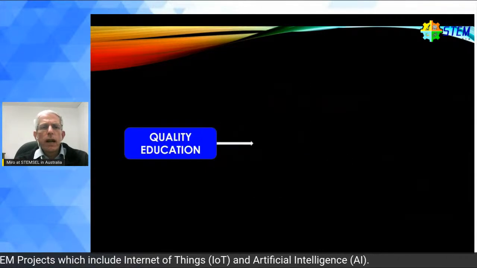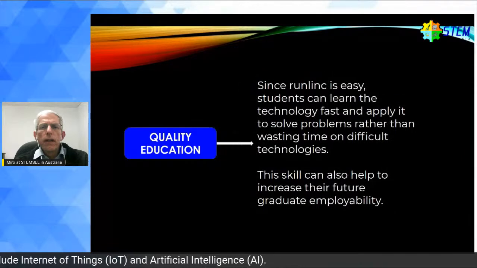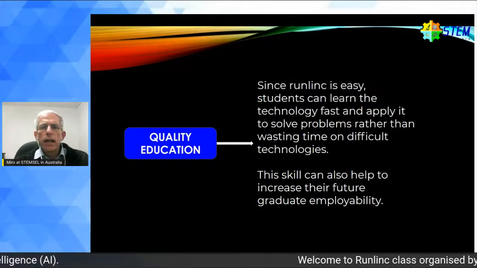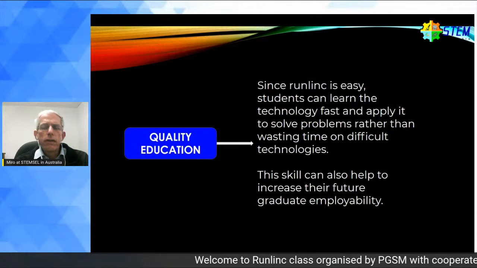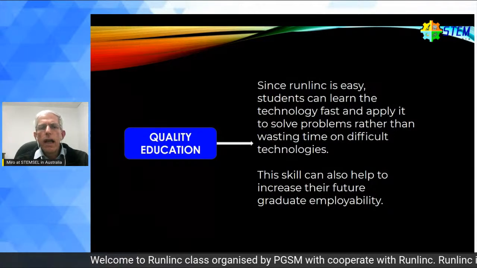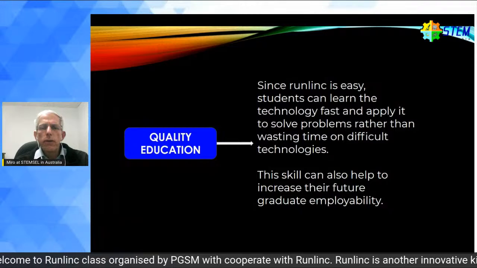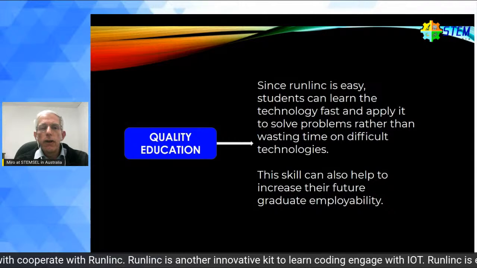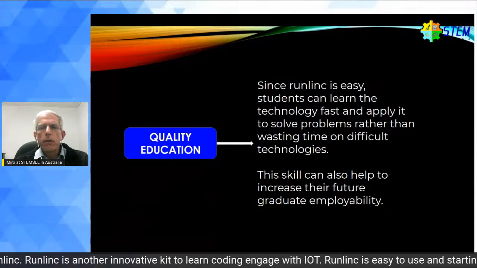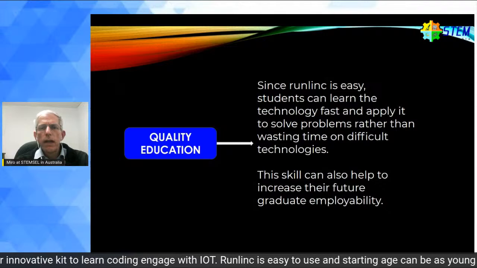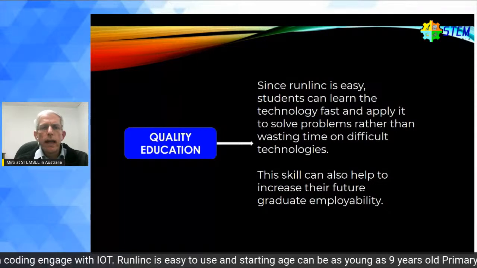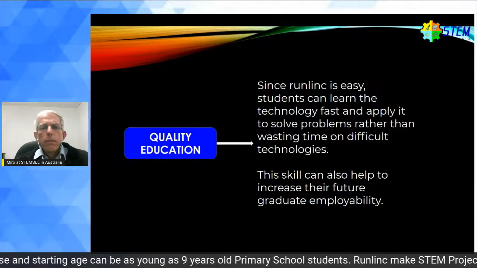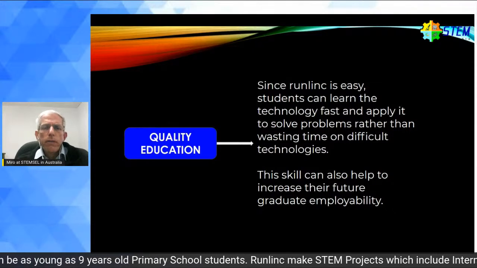So the objective of Runlinc is quality education. Since Runlinc is easy, students can learn the technology fast, they can apply it, and they can solve problems rather than wasting time on the technologies. The skill can help to increase their future, because they often get on games. At home, especially during the COVID period, they're wasting time. Rather than it being too difficult, they go on their games, and then they get game addiction as well, which also causes a big problem with the family.